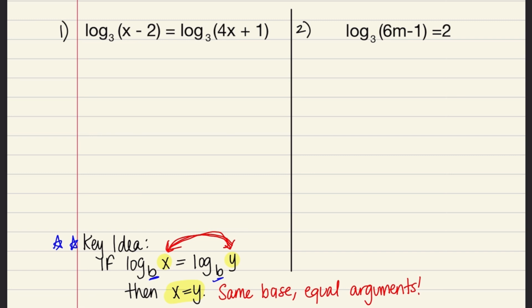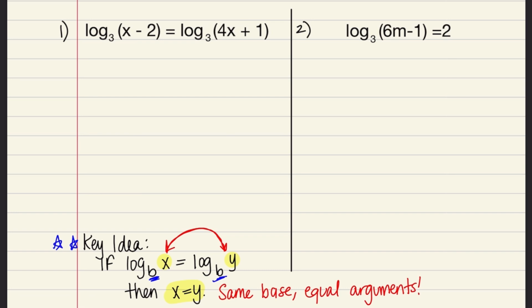If log base b of x equals log base b of y, x and y must be equal to each other. So if I think about it, my base on the left side is b, and my base on the right side is also the same number b. Because my bases are the same, my arguments must be equal as well. So these things inside the log must be equal as well. Same base, equal arguments.